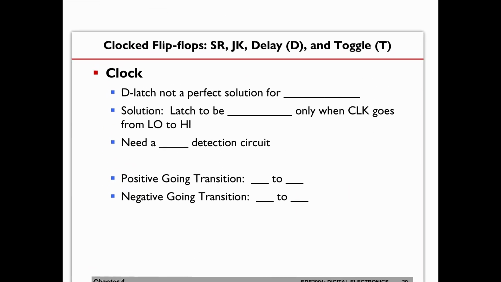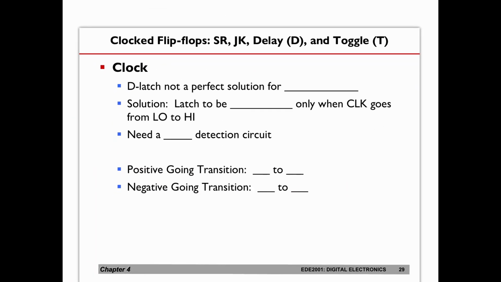Now moving on, we come to the point that a D latch may not be a perfect solution for synchronization. What do I mean by synchronization? When it comes to synchronization, we are always talking about a clock. Will the changes be synchronized with the clock pulses, when the clock goes from high to low or low to high? What we want now is for a latch to be enabled when the clock goes from low to high.